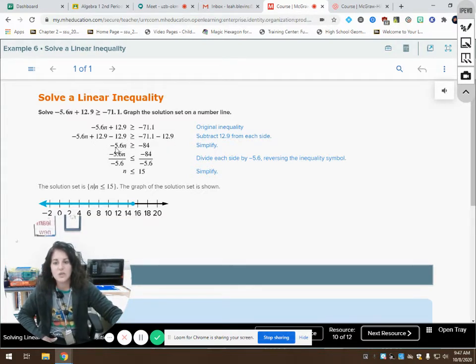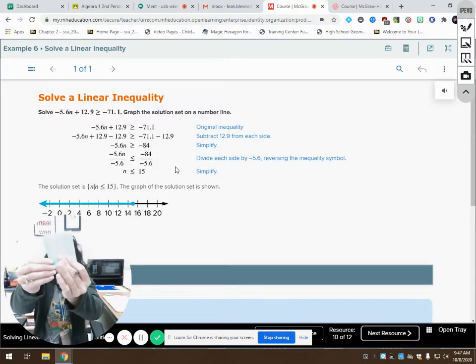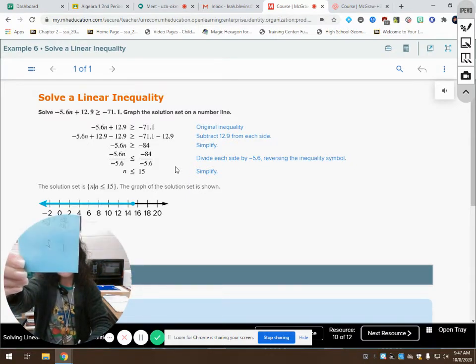Now this is the tricky part. I hope that you remember from Algebra 1, if I divide both sides by a negative, I have to flip the symbol. And I'm going to remind you of why that's true. If I have x, well, let's just use numbers. Okay, obviously my 1 is smaller than 2, right?